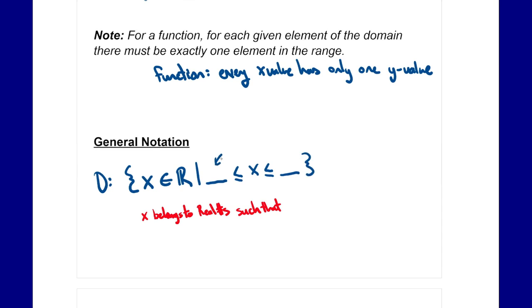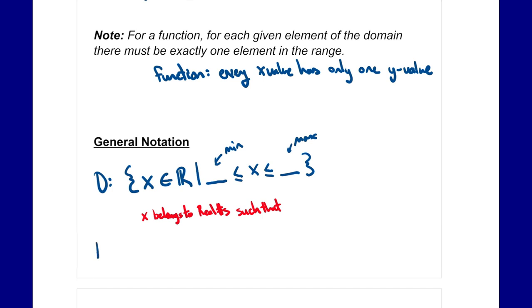And here is where we put our minimum and our maximum values. So this would be saying x belongs to real numbers, or x is any real number such that x is greater than or equal to a number, but less than or equal to another number. Right? And this portion here will vary depending on what our function or relation looks like.